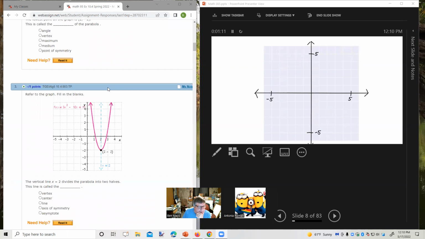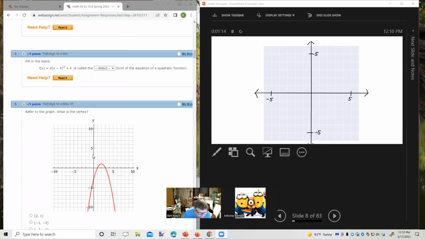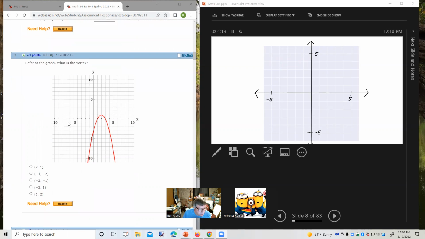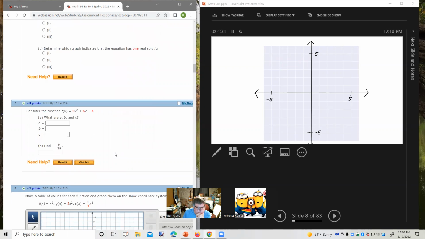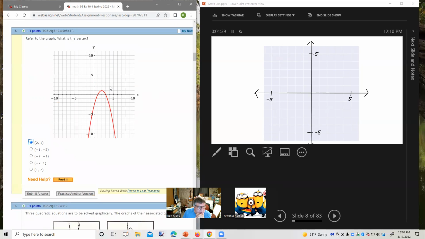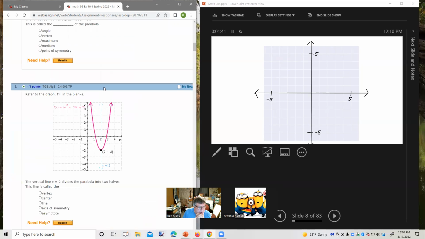If a parabola opens downwards, the high point would be the vertex. So what is the vertex here? It would be 2, 1? Does that make sense? When it opens downwards, the highest point is the vertex. When it opens upwards, the lowest point is the vertex.